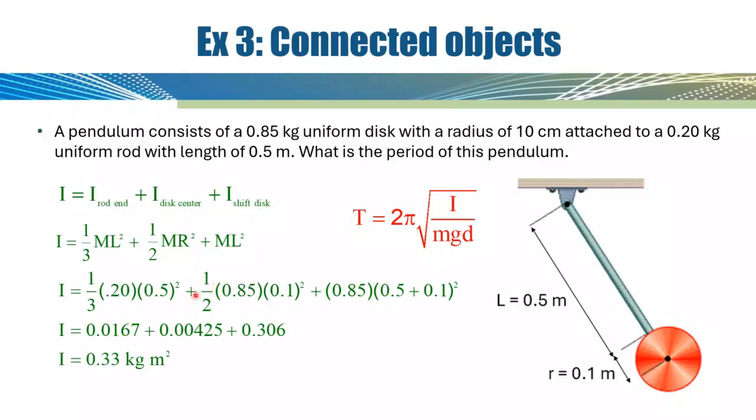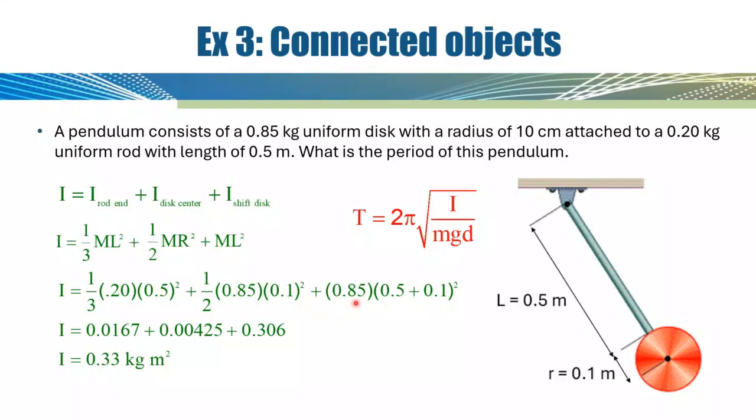So in the next step, we can just plug in our numbers now. So we have 1/3, this is the mass of the rod, the length of the rod squared, plus 1/2 the mass of the disc, the radius of the disc squared, plus the shift. And it's the disc that is being shifted. We are shifting its axis of rotation.